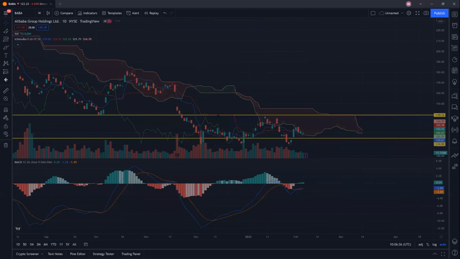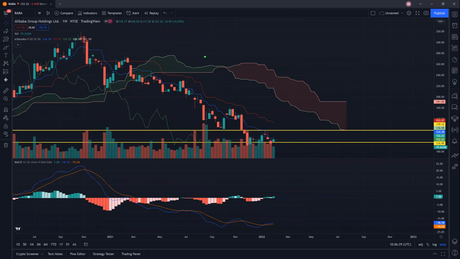On the weekly charts, the MACD is still trying to show signs of accumulation. We can see that the MACD went above the orange line a few times, but it broke back down. This time around, we are also trying to break it up. So there are signs of accumulation.